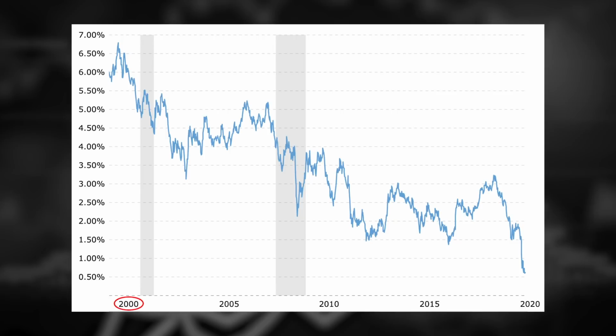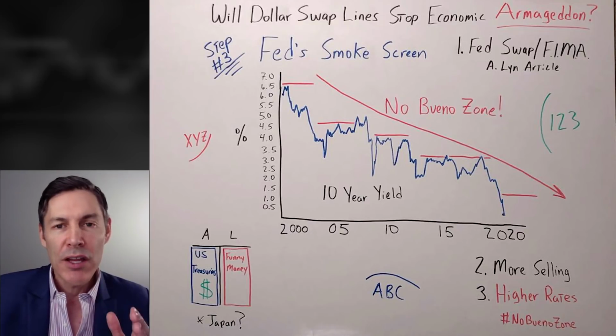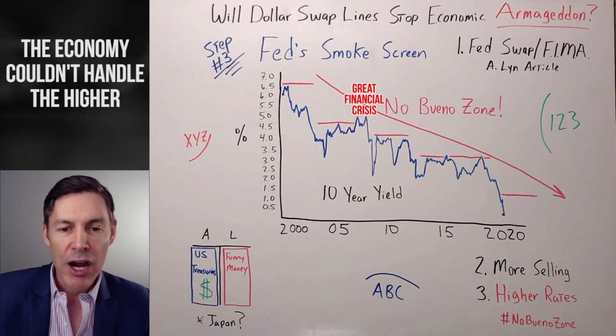In 2000, interest rates were right around 6%, but they come all the way down because Greenspan meets with Krugman and they decide it would be a great idea to inflate a housing bubble to make up for the dot-com bust. But in 2003, 2004, interest rates on the 10-year yield gradually start to come back up to a point where they get close to 5%. What happens next? The GFC, a huge recession because the economy couldn't handle the higher interest rate.